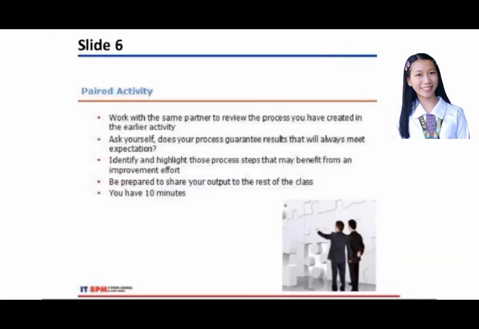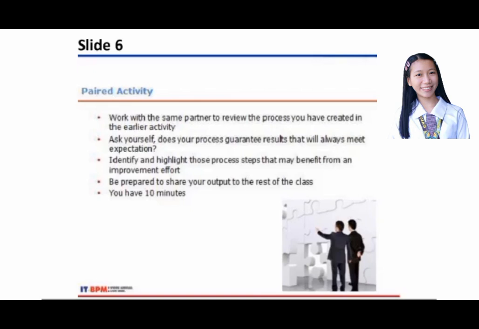Paired activity. This slide continues the paired activity from slide 2, asking participants to review the process they created and assess whether it guarantees results that will always meet expectations. It encouraged them to identify and highlight process steps that may benefit from improvement efforts and be prepared to share their output with the class.